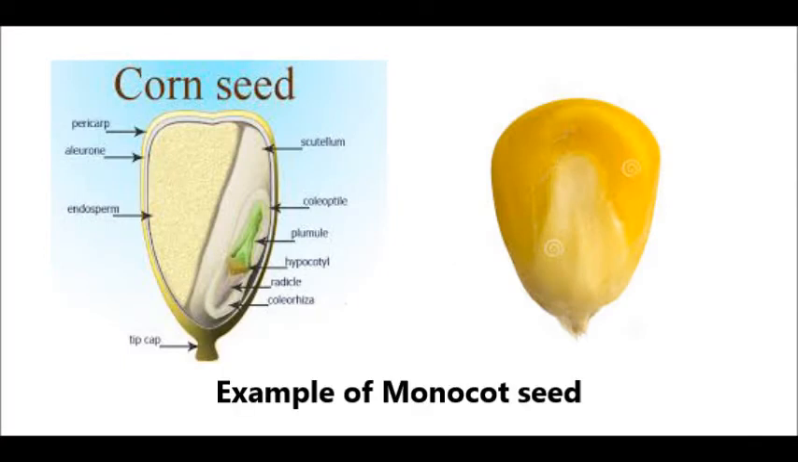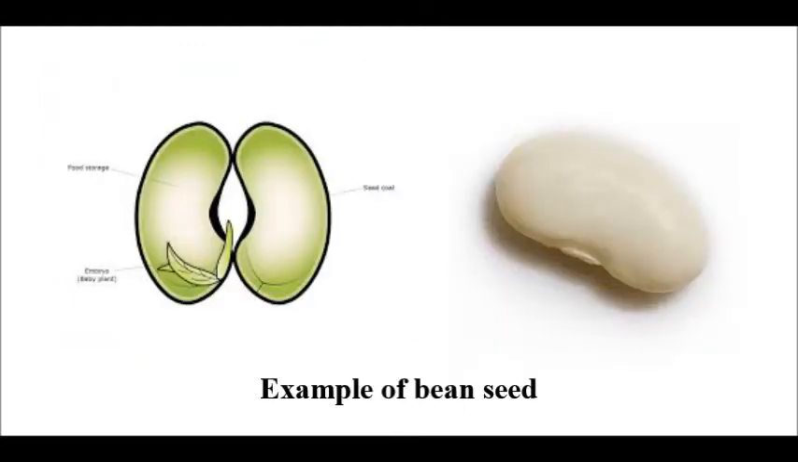Now an example of a monocot would be a corn seed. One example of a dicot would be a bean seed.